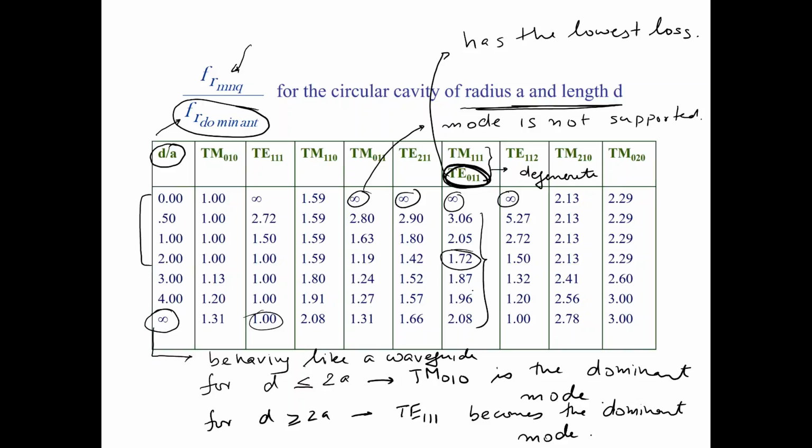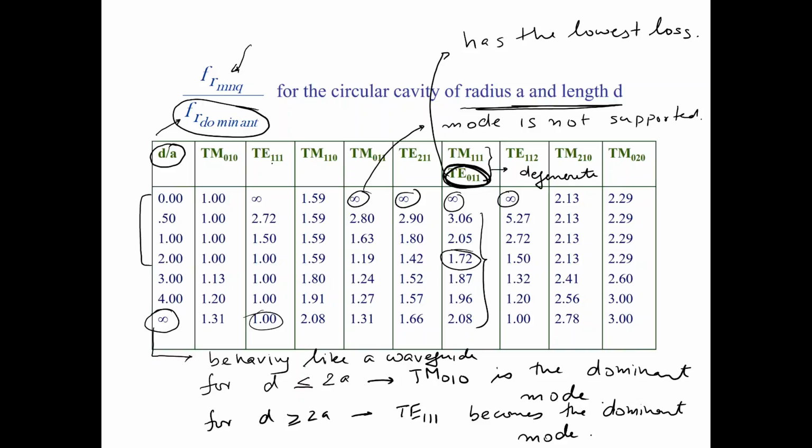It's never a dominant mode, but just because of how the electric field and how the magnetic field is aligned in this mode, how the magnetic field looks in this mode, the surface current densities actually decrease, and because of that, this mode actually has the lowest loss.